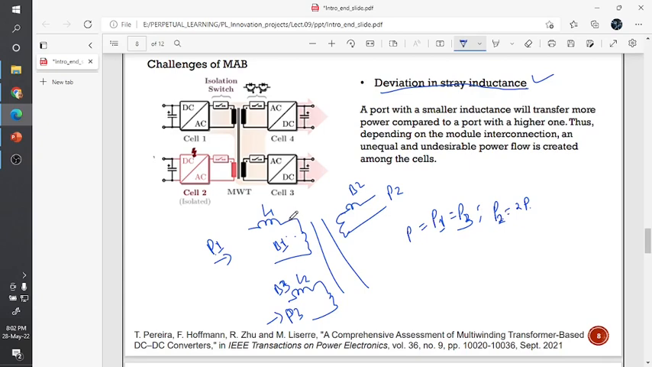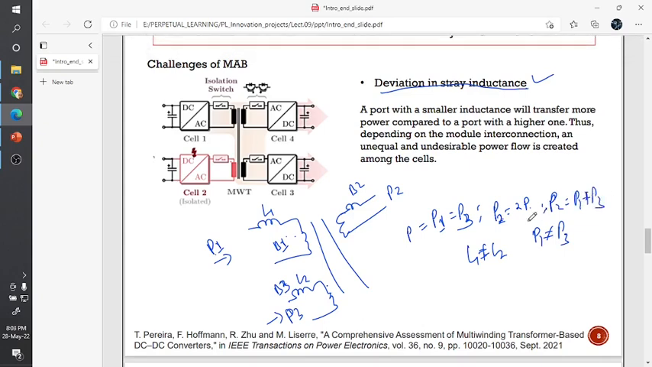So you cannot design this winding and this winding, the first winding and third winding, identically. Therefore, what will happen? L1 is not equal to L2. Ideally you can transfer P1 and P3 equally, but you cannot do that in practice, because L1 is not equal to L2, which affects the power. So the power will always deviate a little bit. So what will happen? P1 is not equal to P2. P1 is not equal to P3. Therefore, P2 is just the addition of P1 plus P3, which means one port.